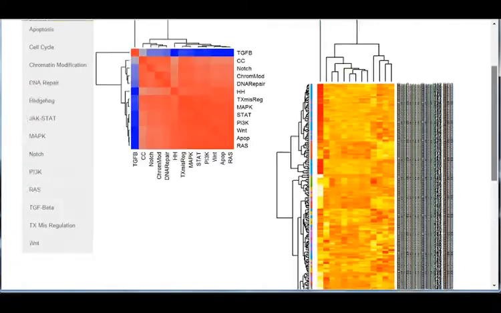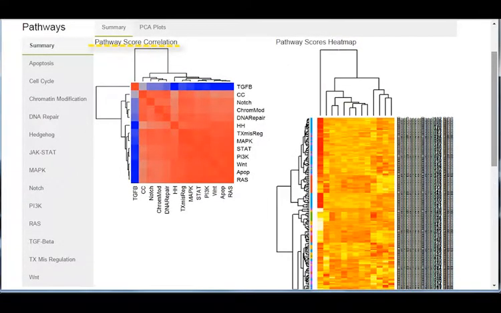On the left, a heat map shows a correlation matrix of the pathway scores. TGF-beta immediately stands out. It appears to be highly negatively correlated with the other pathways, but we will see later that the TGF-beta score likely has a different interpretation than the other scores. That this striking observation is possibly spurious should serve as a reminder that pathway scoring results must be interpreted very cautiously. By clicking on the PCA plots tab, we can see the first four principal components of the pathway scores.